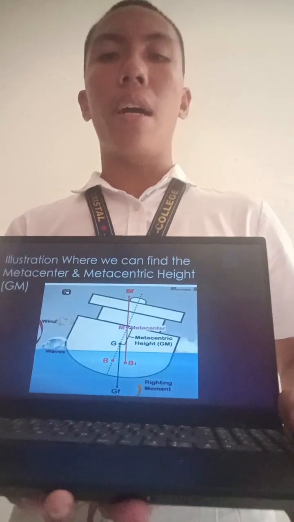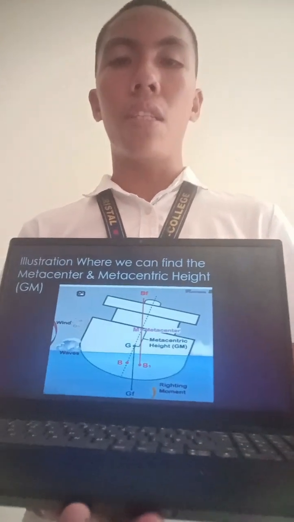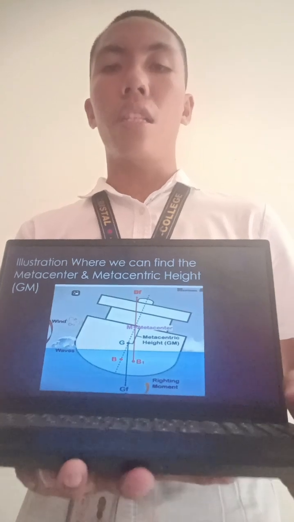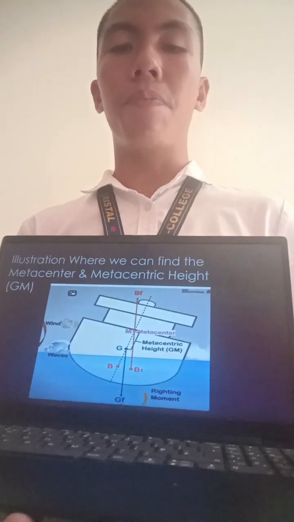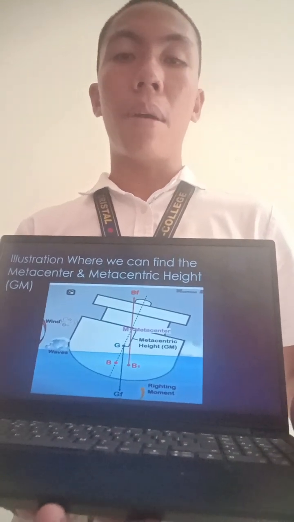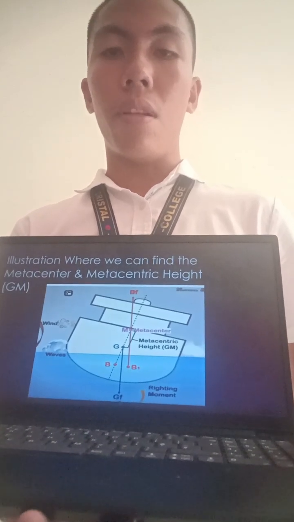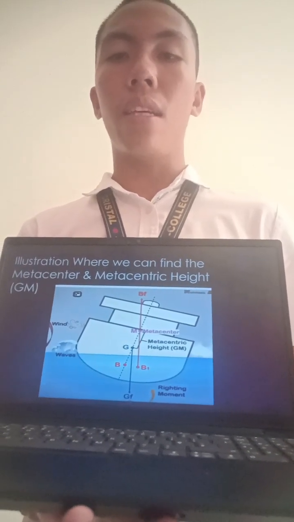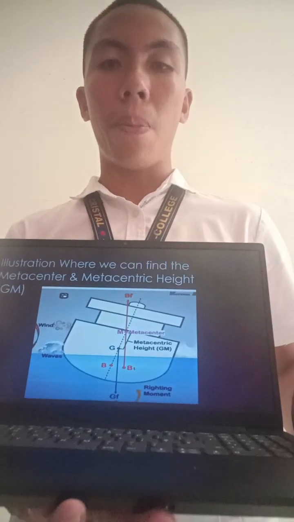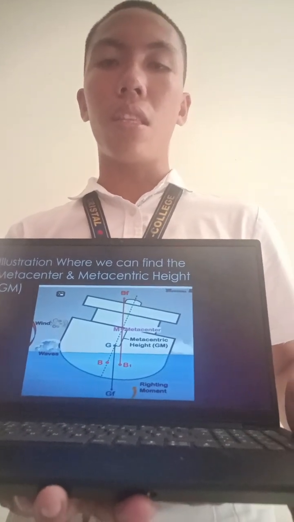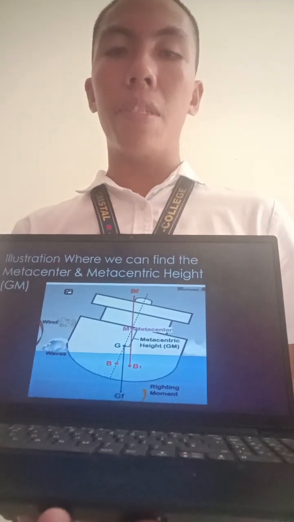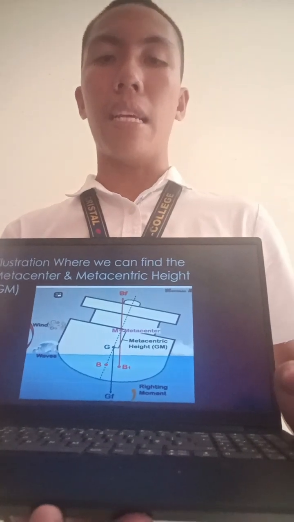The location of the metacenter relative to the center of gravity determines the ship's stability. If the metacenter is above the center of gravity, the ship is stable and will tend to right itself when it's tilted. If the metacenter is below the center of gravity, the ship is unstable and may capsize.